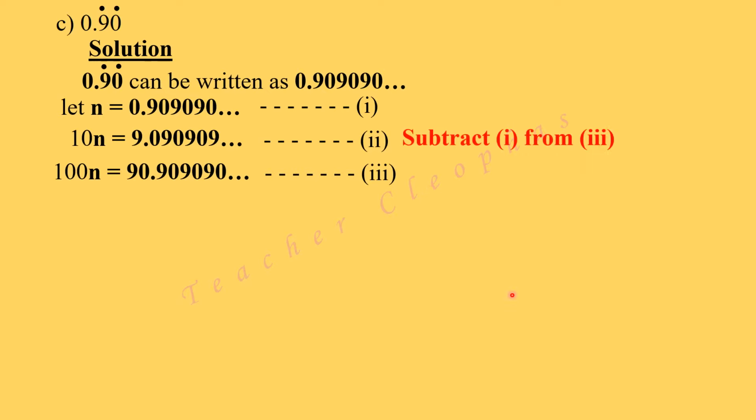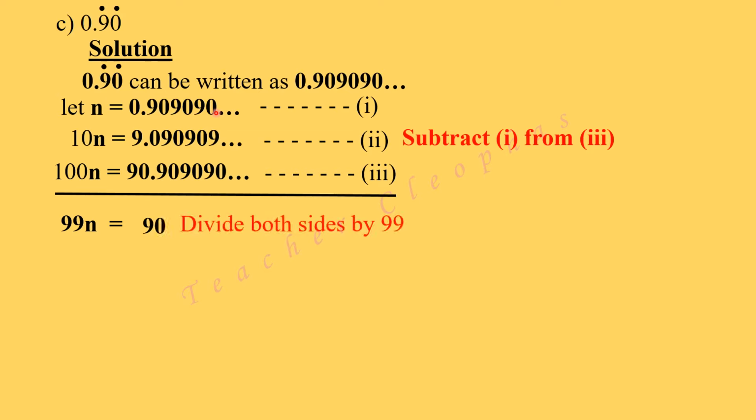Which one can we subtract from which one to eliminate the decimal part? Of course, we can subtract equation 1 from equation 3. So 100n minus n gives us 99n equals 90.909090... minus 0.909090... This gives us 90.